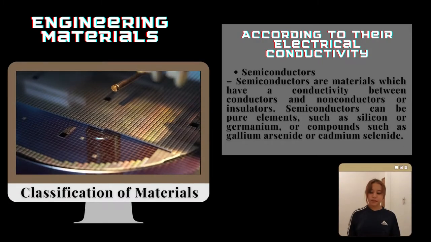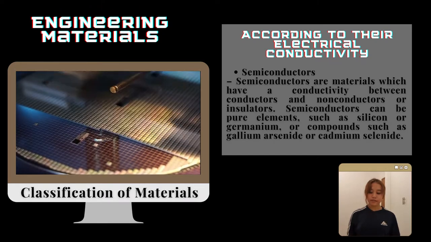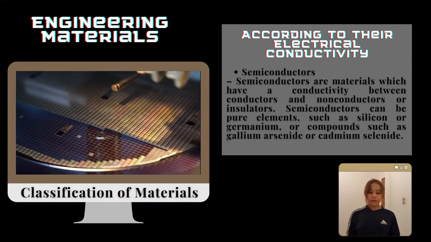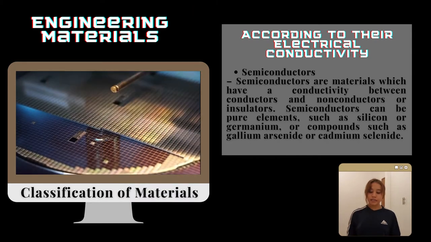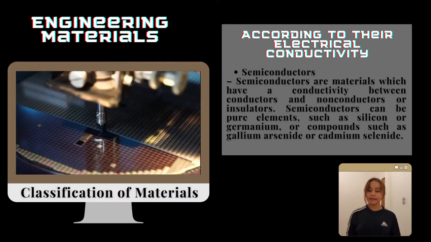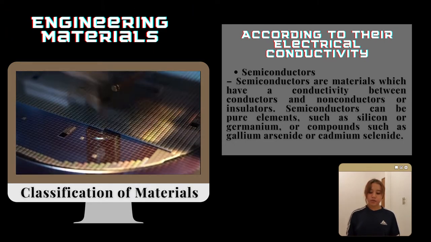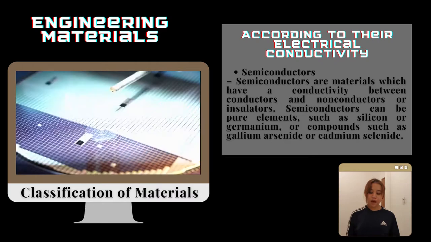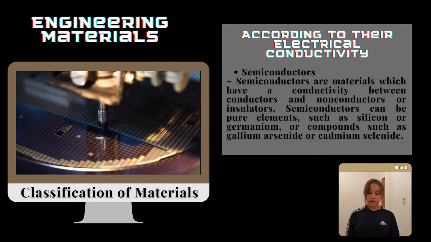Number 3, semiconductors. Semiconductors are materials which have conductivity between conductors and non-conductors or insulators. Semiconductors can be pure elements such as silicon or germanium or compounds such as gallium arsenide or cadmium selenide. A. Elemental semiconductors contain only one type of atom. Example, silicon, germanium, graphene, carbon as graphite. B. Compound semiconductors are made up of two or more elements.